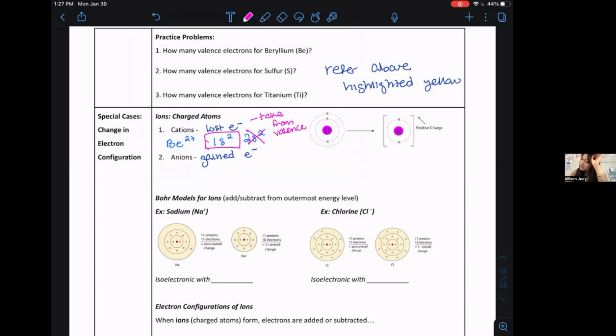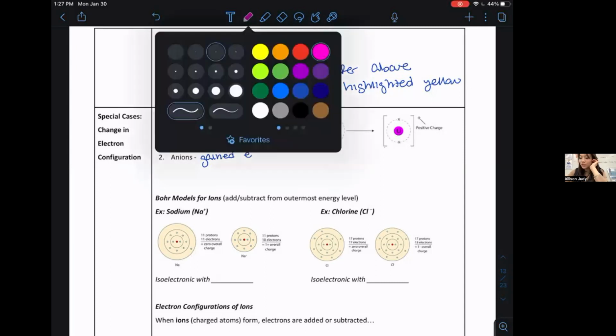Okay, now what about anions? Let's say I am fluorine, because we're flooring it, okay? Get it? Jokes? No? Okay.